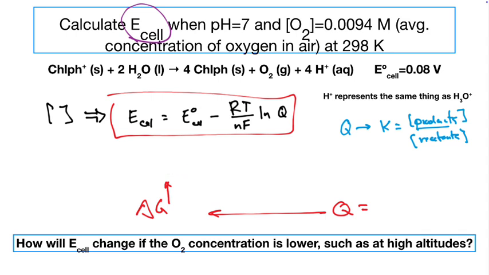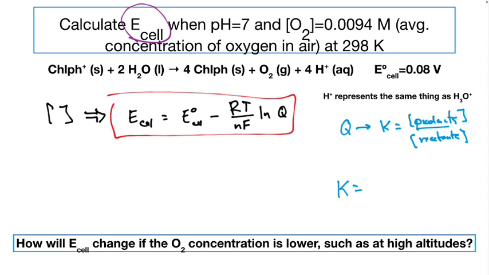So, start it off, figure out what you've got to figure out to put together your Q, and then we can start talking about what's going to happen to your cell potential if your concentration is lower. This one's going to rely heavily on how you calculate K. How do we calculate K? What are our products?